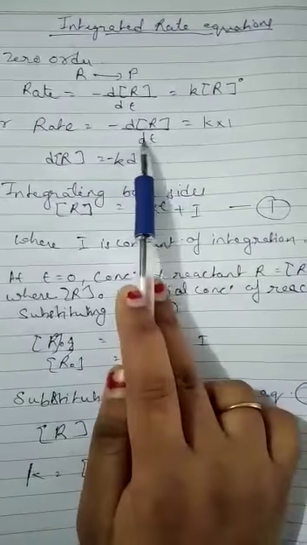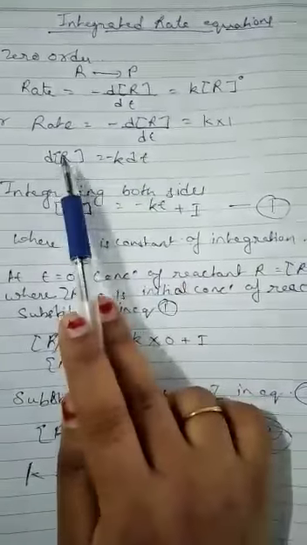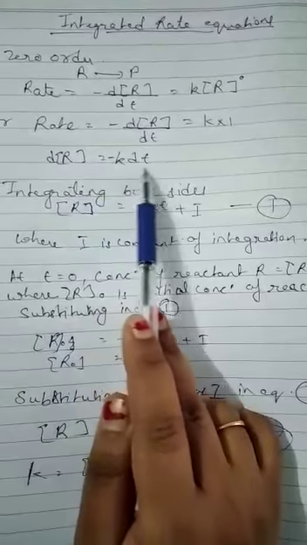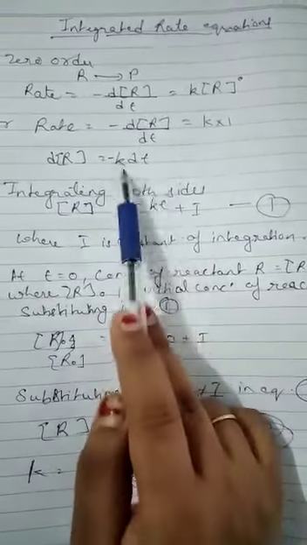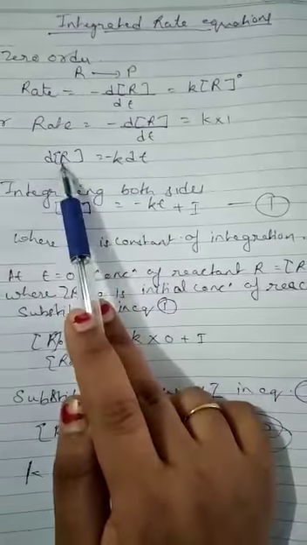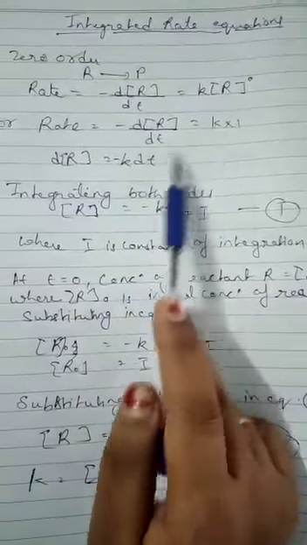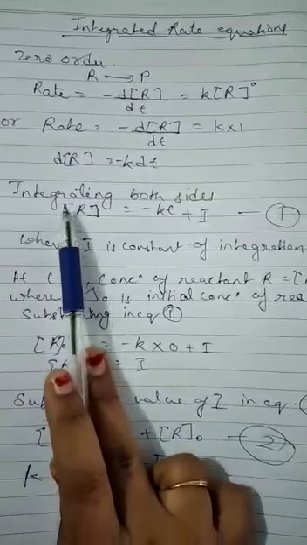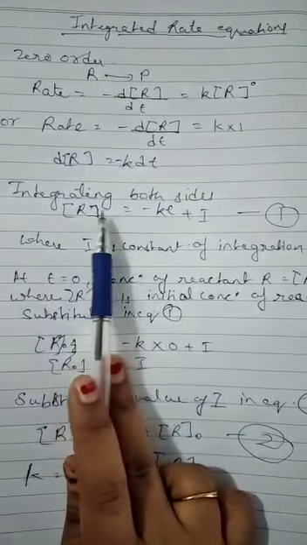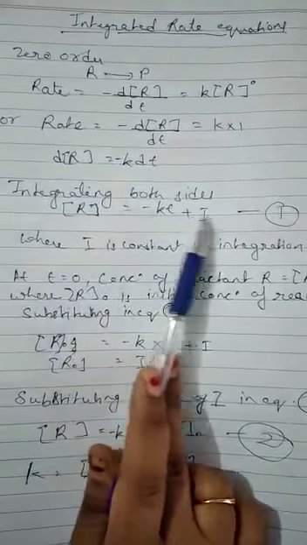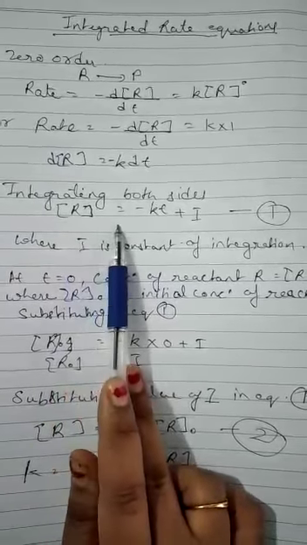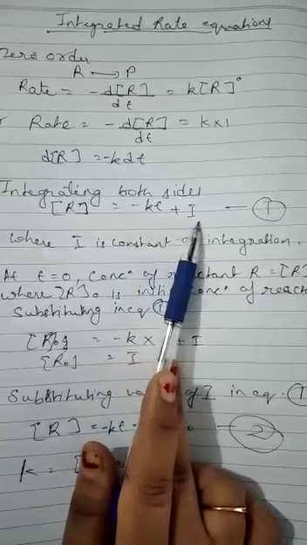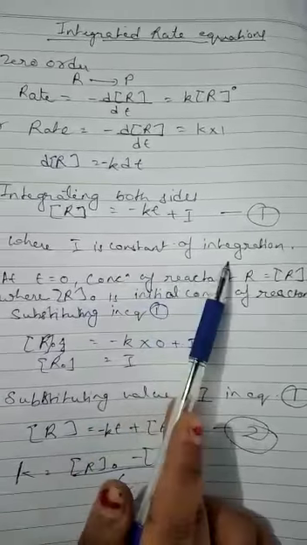Okay, so on rearranging this equation, we will get dR is equal to k dt. This will get multiplied by this, so k dt and dR. So dR will be equal to minus k dt. Okay, so now we will integrate the equation. On integrating both the sides, we will get R is equal to minus kt plus I, where I is the constant of integration.